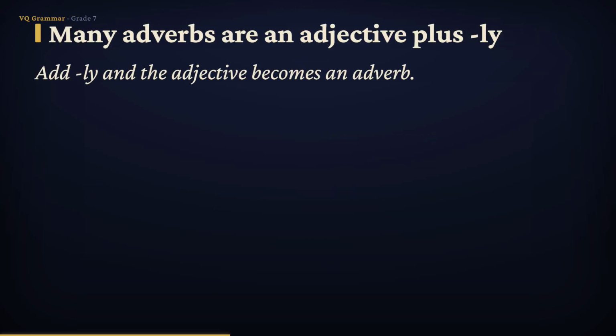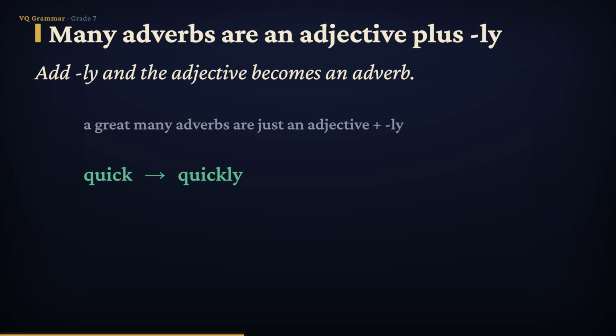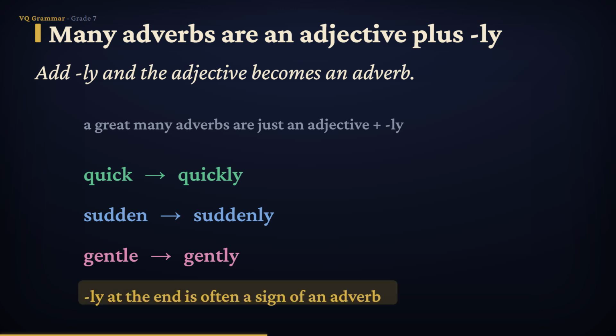You might be wondering how to recognize an adverb by sight. Here's a big clue. A great many adverbs are formed by taking an adjective and adding the ending ly. Quick becomes quickly. Sudden becomes suddenly. Gentle becomes gently. The adjective describes a noun, but once you tack on ly, the new word describes a verb, an adjective, or an adverb instead. So ly at the end of a word is often a sign that you're looking at an adverb.